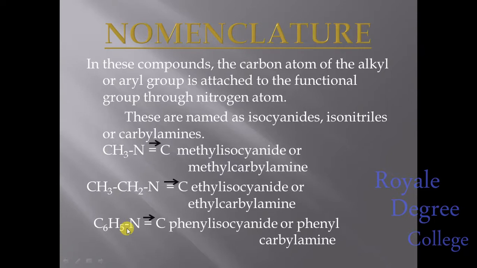Next example, C6H5 and double bond. Then another bond is the coordinate covalent bond with the carbon. So this is named as phenyl isocyanide. C6H5 is phenyl and NC is isocyanide, or it is also named as phenyl carbylamine.